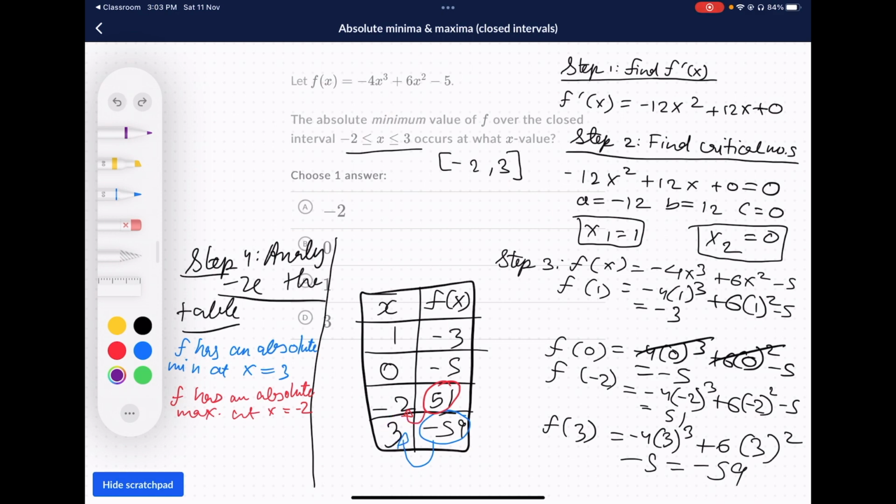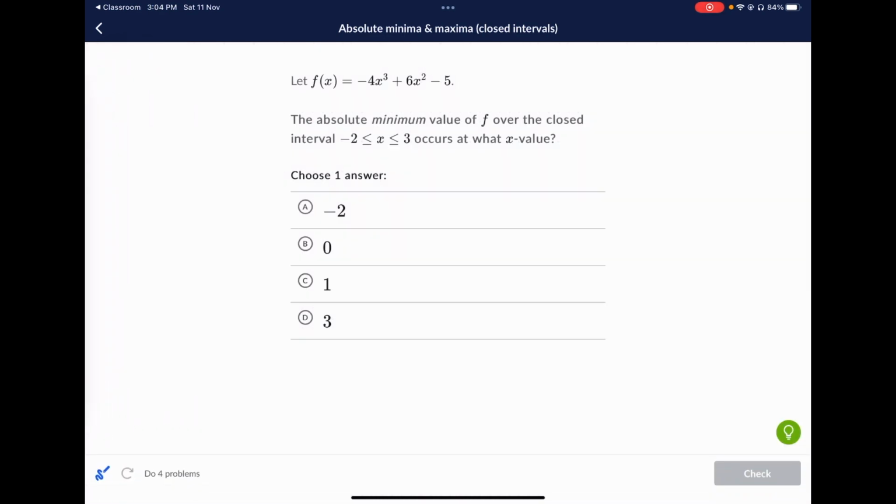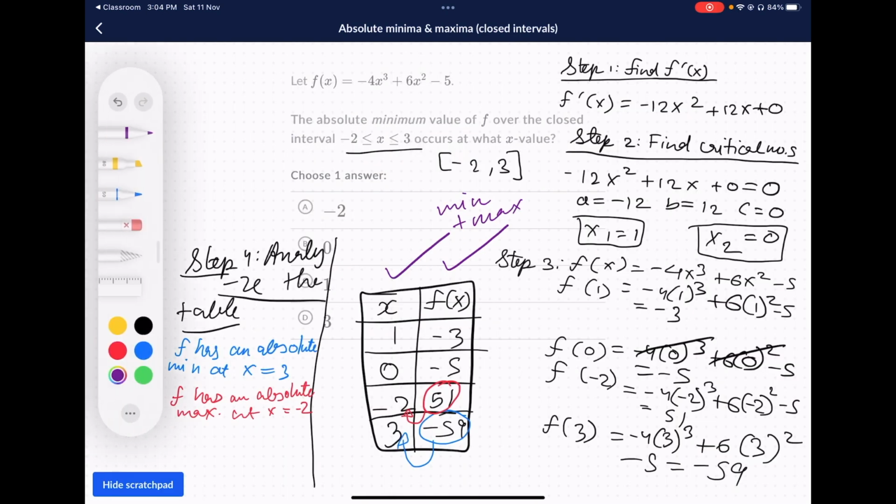Again, the same goes for the maximum. If they ask you for the value of x, it's negative 2. But if they ask you for the value of f of x itself, then it's 51. Sometimes they will ask you for the x value, sometimes for the f of x values, for both minimum and maximum. So going back to our original question, it's asking us for the minimum value of f over the closed interval. So the absolute minimum over here is 3.